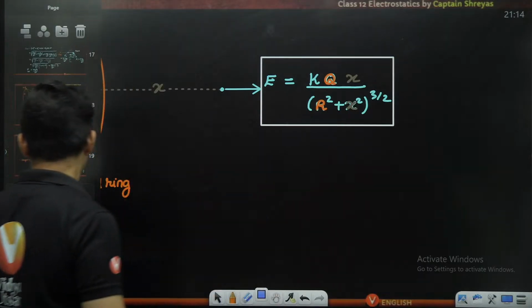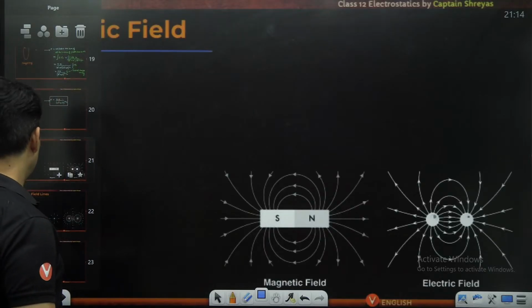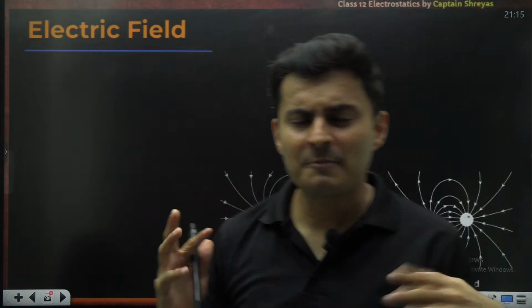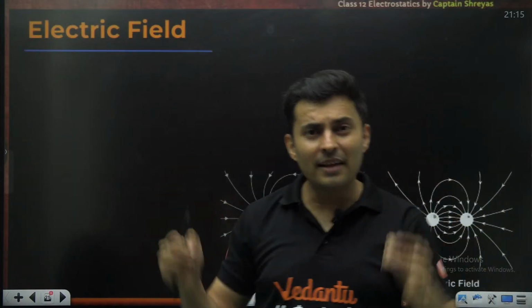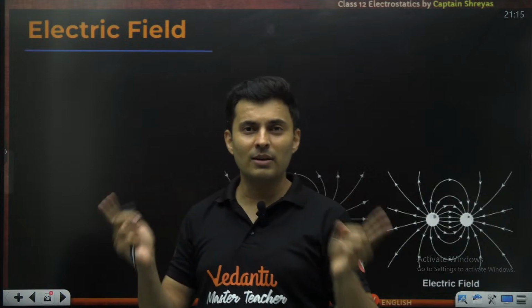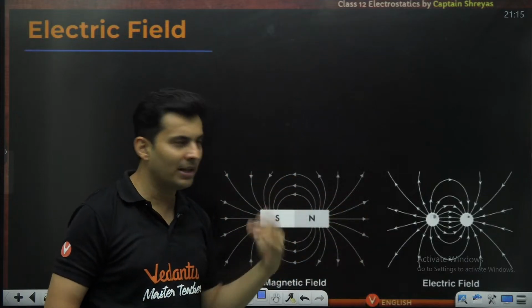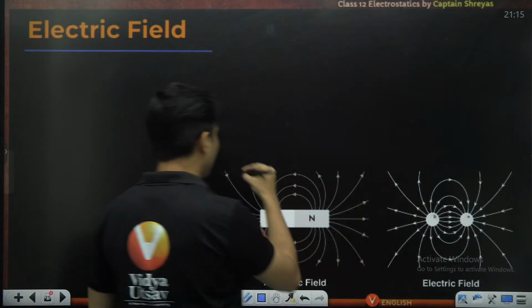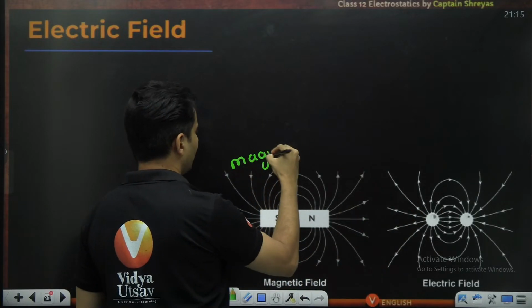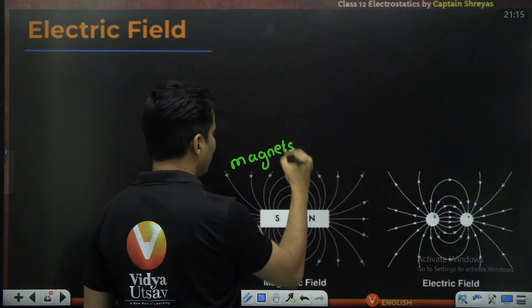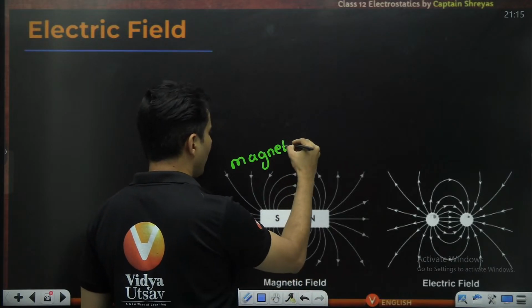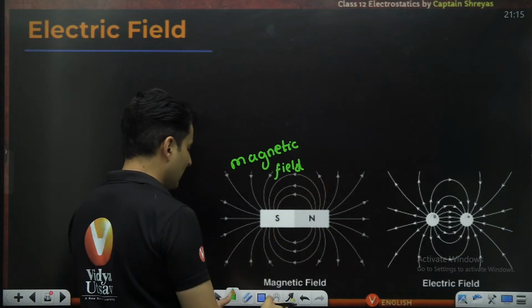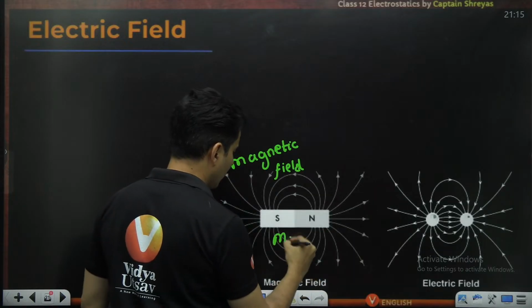Perfect. Now, let's go to the final part, which is basically electric field lines. When you have played with magnets in school, you might have put some iron filings on it and tapped it, and you would have seen some beautiful patterns formed around the bar magnets. These are basically your magnetic field lines. Magnets produce magnetic field lines around them.